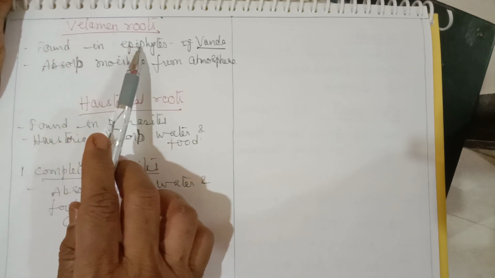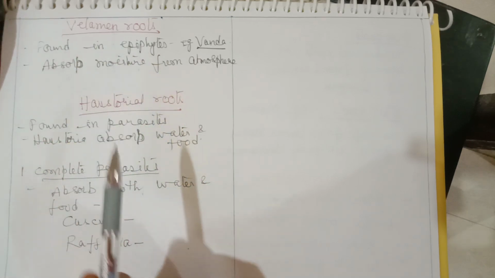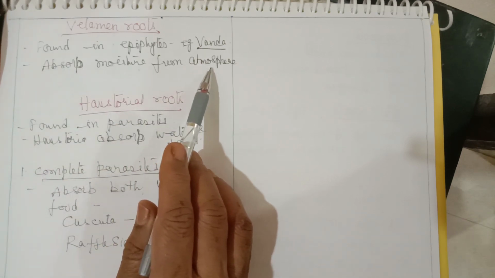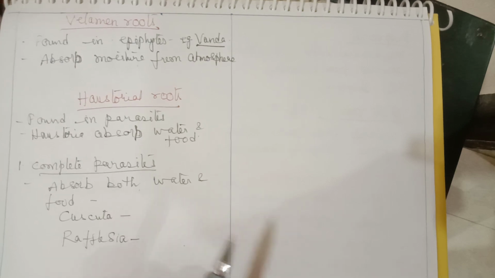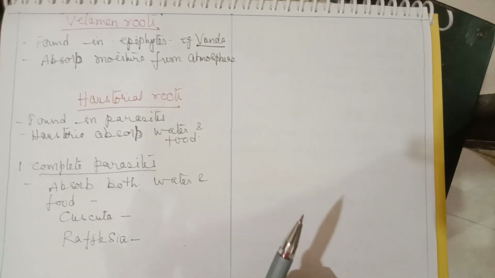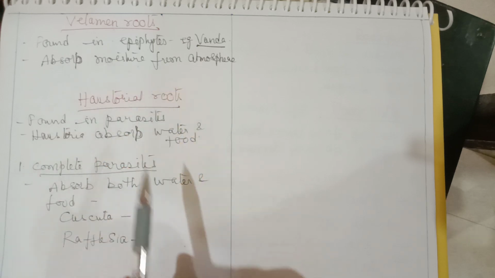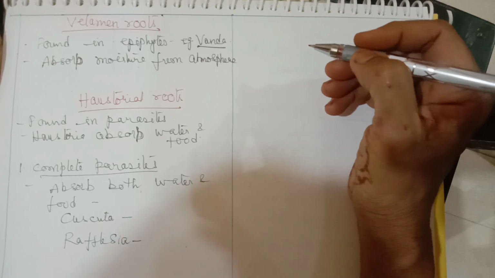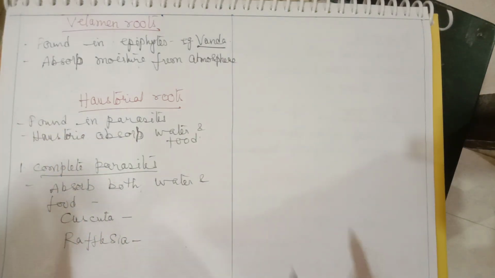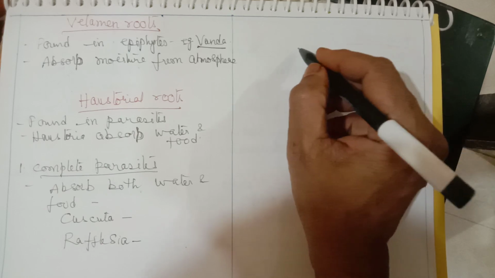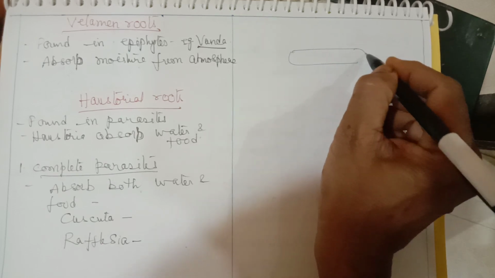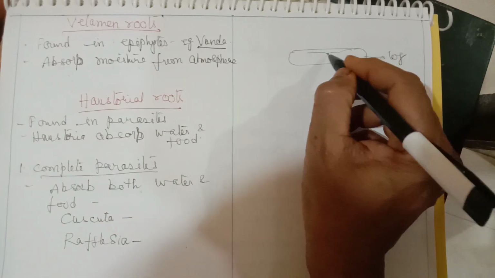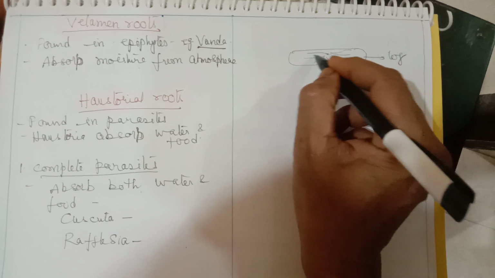Other root modifications are velamen roots, also called epiphytic roots, and these are found in epiphytes like vanda. An epiphyte is a plant which grows on another plant mainly for sunlight and shelter, and these roots can absorb moisture directly from the atmosphere. If we observe the vanda plant, we find vanda is an epiphyte. It will grow on the logs of any other higher plant.